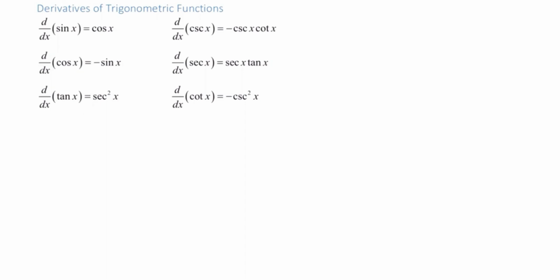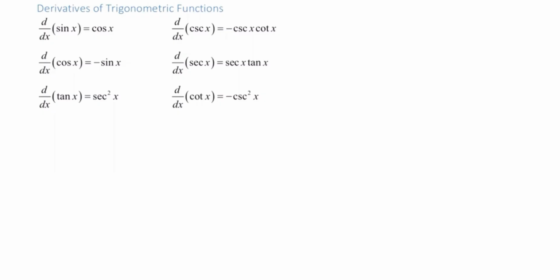In this video, we'll introduce the derivatives of the trig functions. At the top, you can see that the derivative of sine x is cosine x. The derivative of cosine x is negative sine x. The derivative of tangent x is secant squared x.